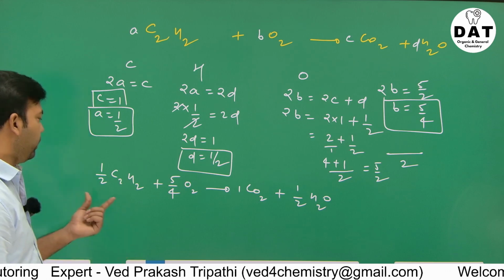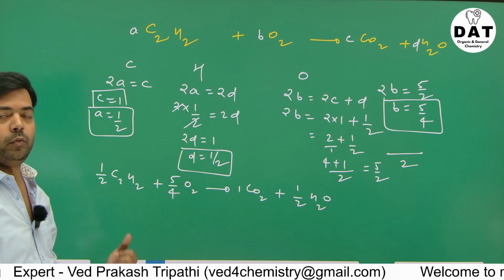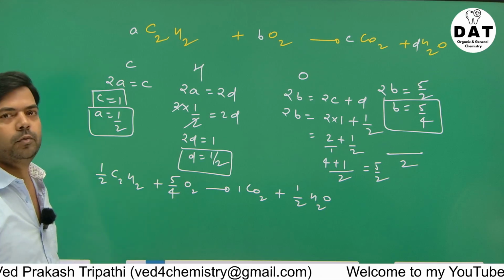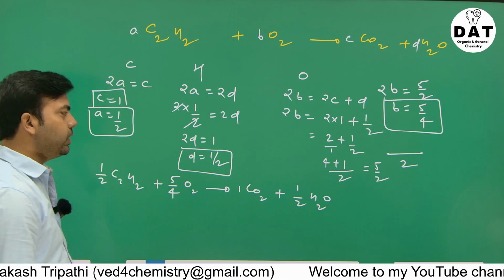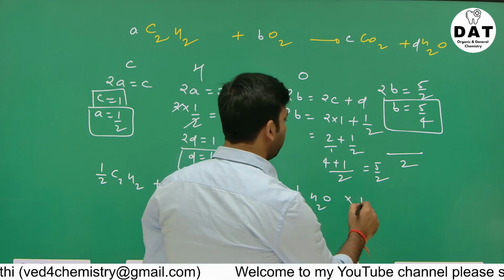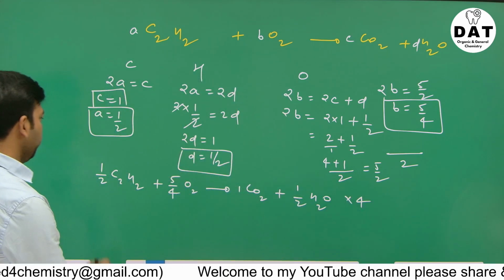So look at here, we have 2, 4 and 2. So we can multiply the net equation by 4. Then we can eliminate this 4 quite easily. So simple thing is that you have to remove the fractions here. So let's multiply by 4 the net equation. So it will be how much?